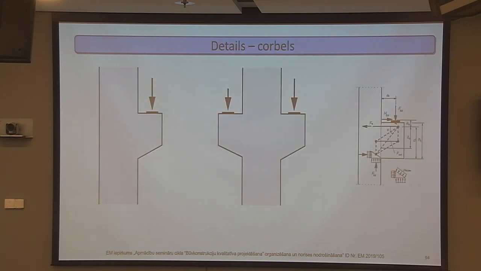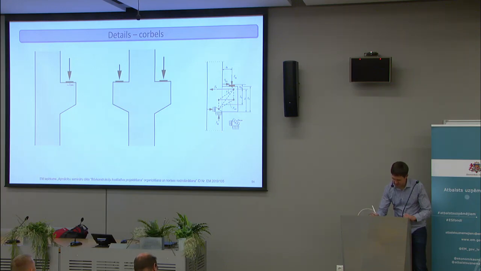And another detail that comes up often in practice is corbels. So first we need to look at the global equilibrium. We are introducing a moment to the column, so where does the moment go? So if the moment goes to the bottom of the column, basically it's a model like this.